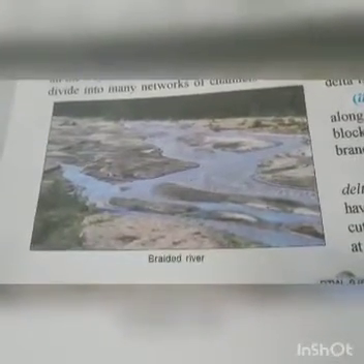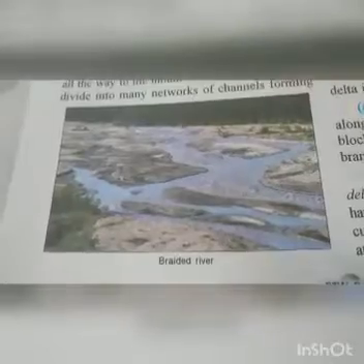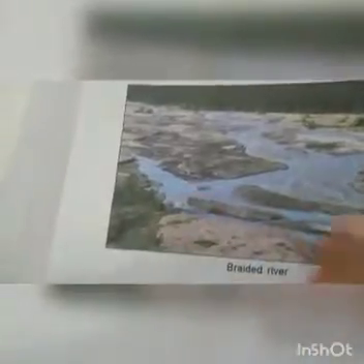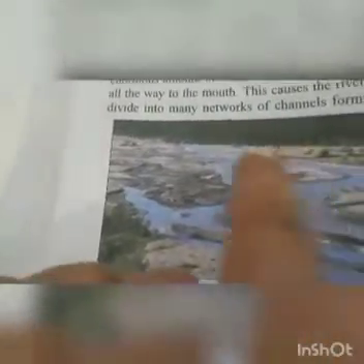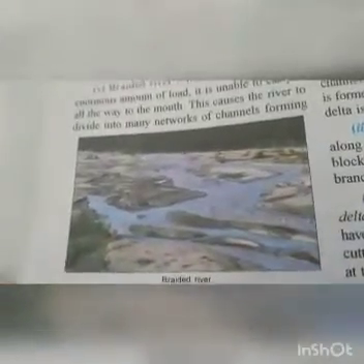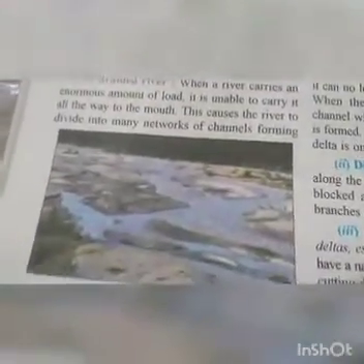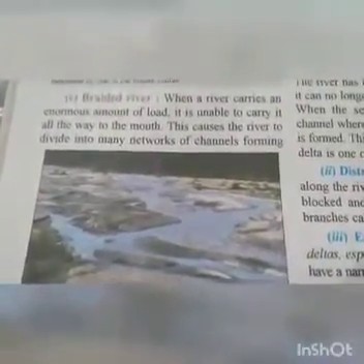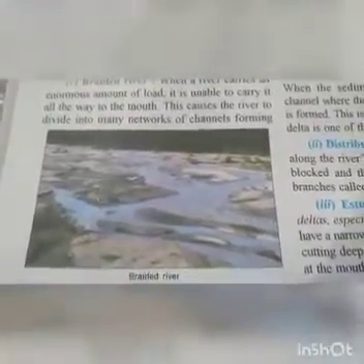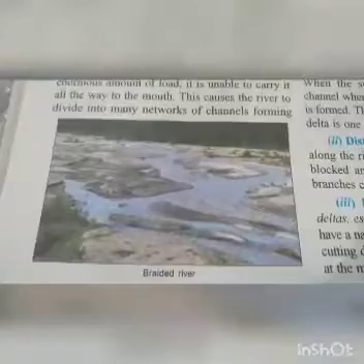So this river, because of its large amount of load, large amount of sediments, is unable to carry its large load, and this causes the river to divide into many channels, right? Many channels, forming Braided River. So this is Braided River. This Braided River is useful in this stage. It is used for navigation and transportation, and it supplies water for irrigation, right?